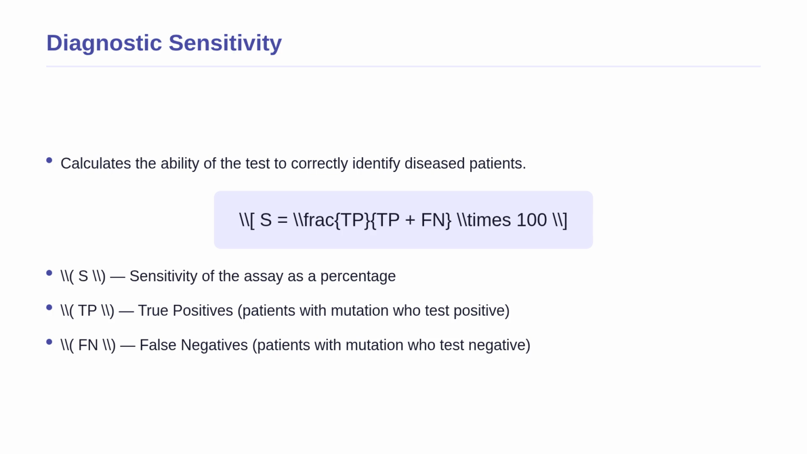TP stands for true positives, which are patients with the mutation who correctly test positive. FN stands for false negatives, which are patients with the mutation who incorrectly test negative. If false negatives decrease, the overall sensitivity increases toward a perfect score.